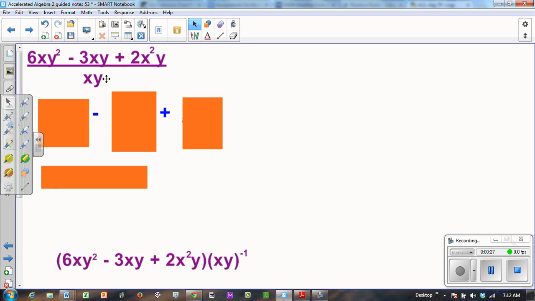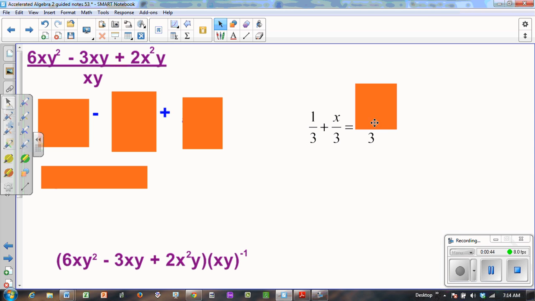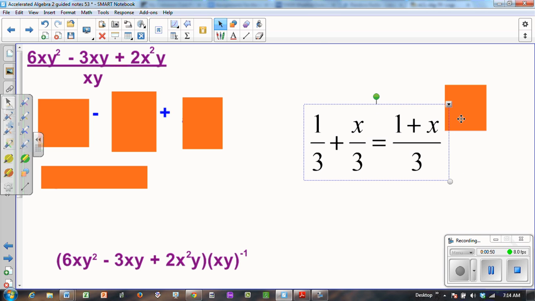All we have to do then, let's go ahead and do a side note question first. Now, you guys have been adding fractions for years. So if you had 1/3 plus x over 3, you could write it as one fraction all over 3 and just add the tops together. And we get this.